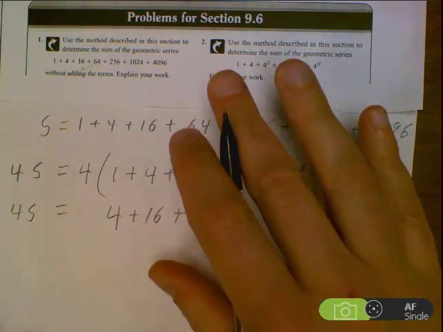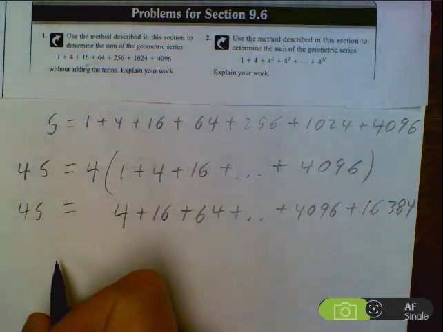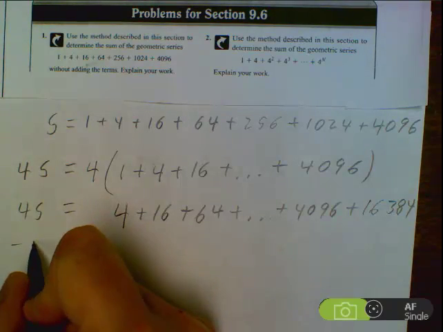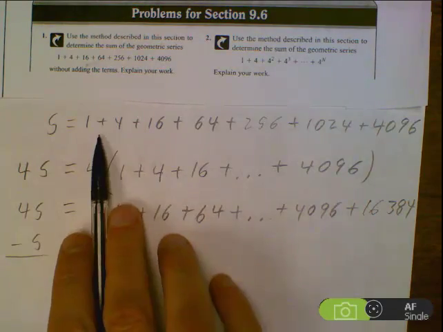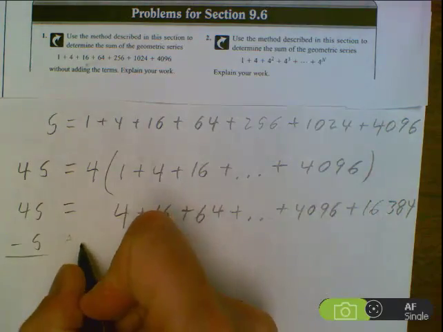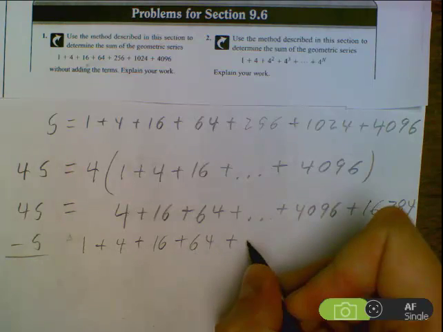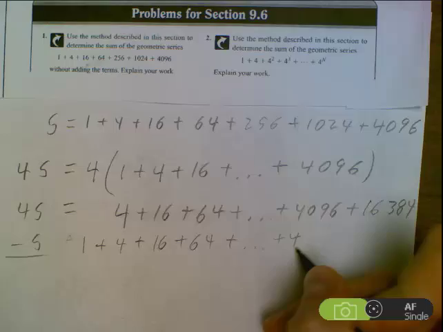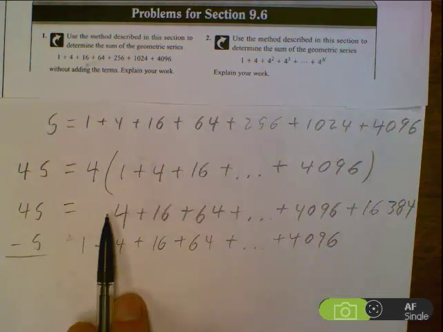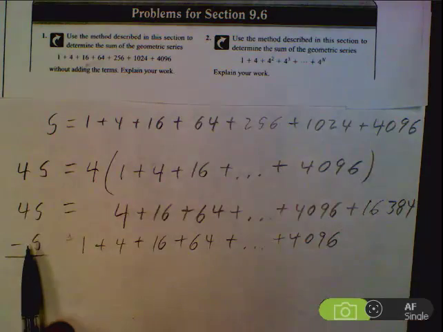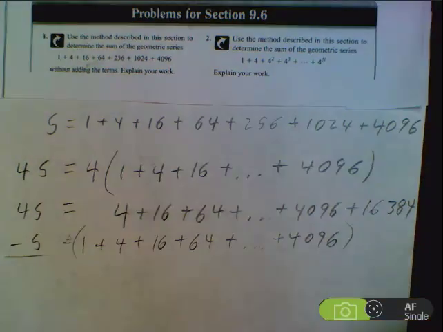Now we're going to do a little technique, and you can read through the book and it shows how to do this. We're going to subtract the original S: 4S minus S. Remember S equaled the original thing up here, 1 plus 4 plus 16 plus 64 plus dot dot dot plus 4096. So now what you'll notice is 4S equals this part, and minus S is actually minus this whole thing.